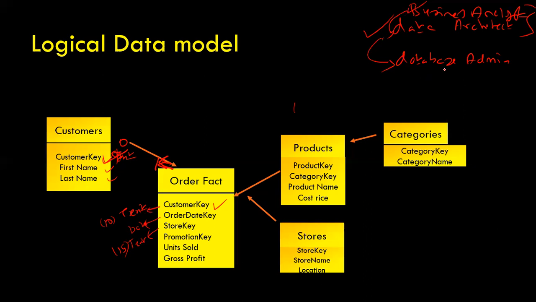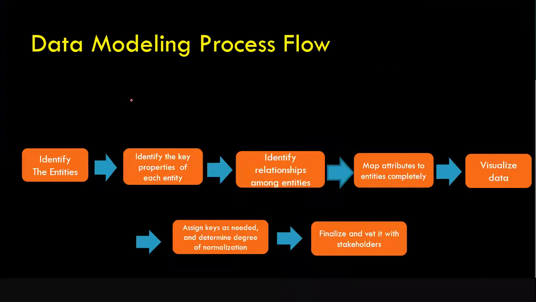So what is data modeling? This is a typical data modeling process. Identify the entities, which are nothing but the tables required for your business process or project, identify the key properties of each entity, and identify the relationships. The next step is to map the attributes to entities completely and visualize the data. Then assign keys as needed, primary key and foreign key, and define the relationship, whether it is 0 to 1, 1 to 1, 0 to many, or 1 to many, and we identify the degree of the relationship also.